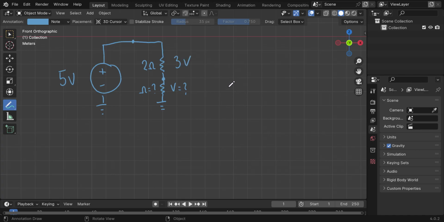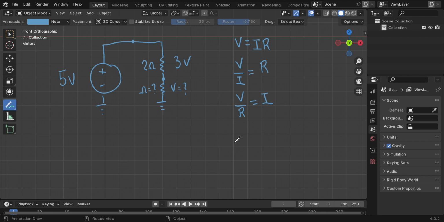From this, we can use Ohm's law again. We can use V equals IR. We can use V over I equals R. And we can use V over R equals I. In this case, we know the voltage and we know the resistance, so we need to solve for the current. So we will use this variation of Ohm's law, and we'll plug in the values we see.